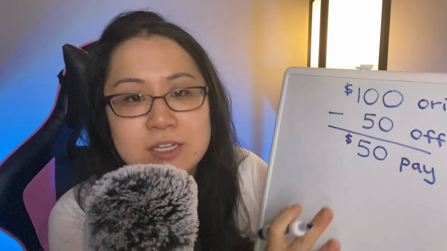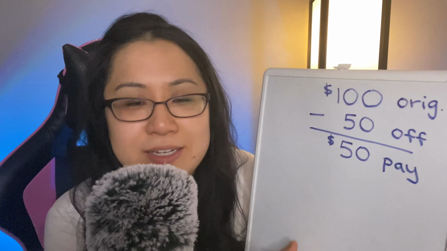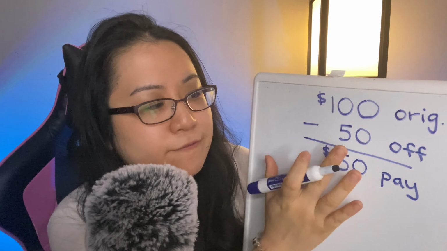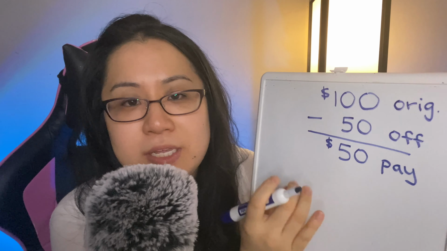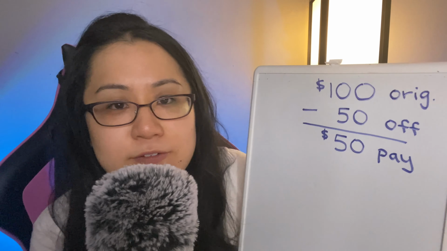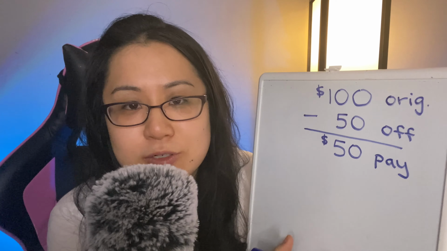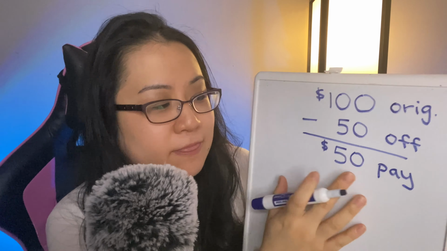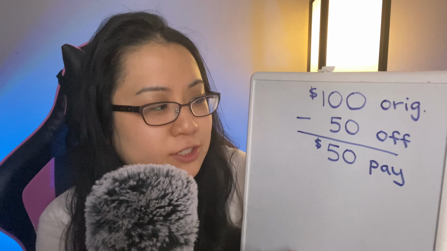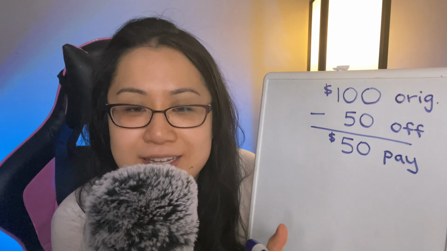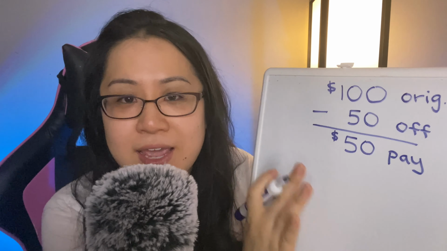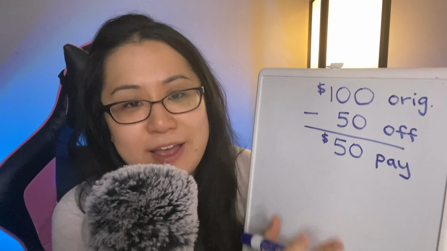100% of something is the total. 100% is 100. 50% off means that you are left with 50% of the original price to pay. And that's why you pay $50. That's also why 50/50 means you're splitting it in half. So half of 100 is also 50. Just different ways to look at it.